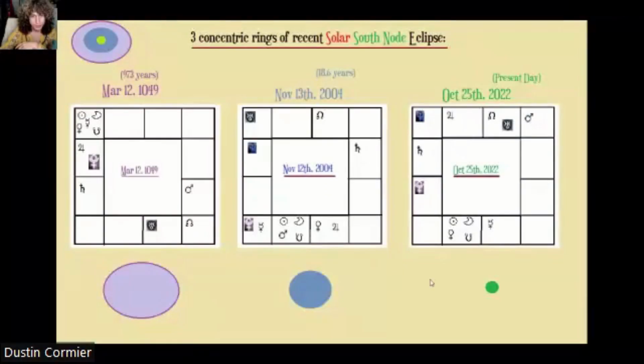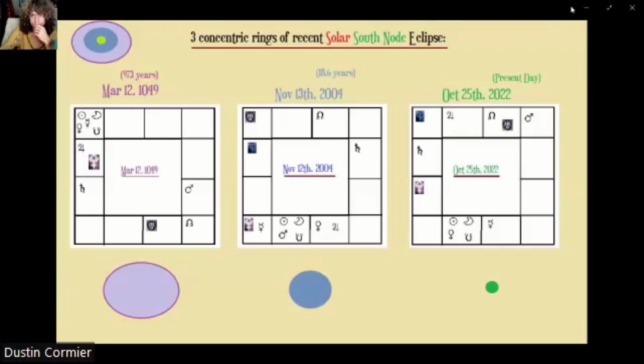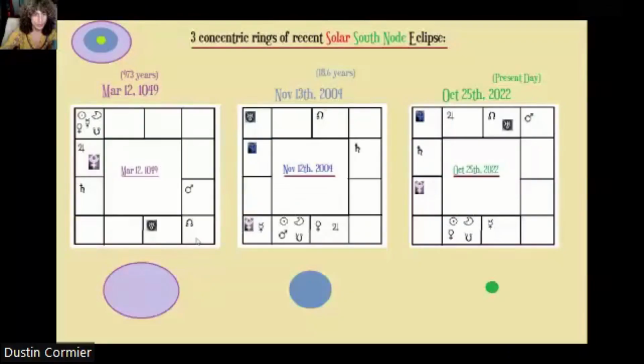I showed you this little example here of this picture where we've got the present day solar south node eclipse. Then we've got the one 18 years and 10 or so days behind, previous to that. And then we've got another foundational eclipse. The foundational eclipse is that first eclipse in the cycle. So for a cycle that's starting at the North Pole and traveling south, it's that first very partial eclipse right there.